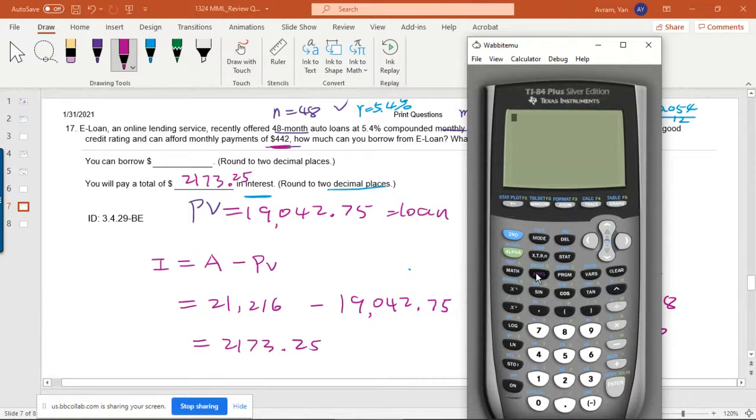So, showing you one more step. Go to apps, finance, right? And then use the first one, pick the TVM solver, and then you just follow this one right here. The good news is when you use the app, you don't have to convert the interest rate into a decimal, because it is in percentage. And for the payment value, you just need to use a negative, otherwise your other value will come out negative. But we usually let the payment be negative.